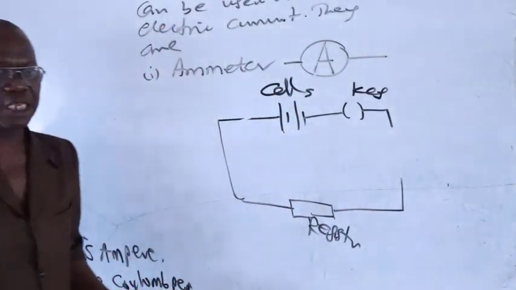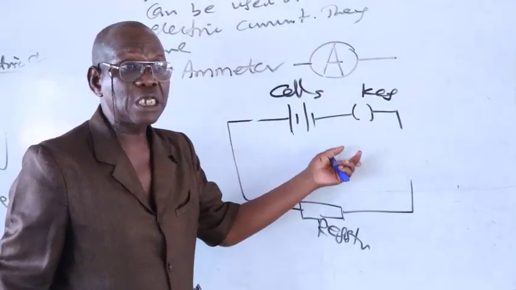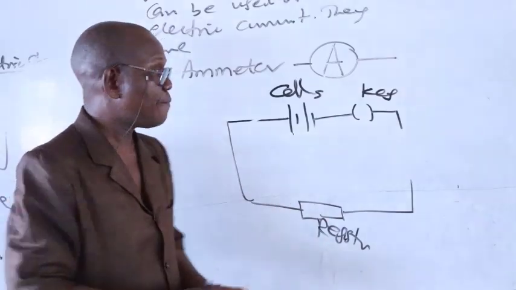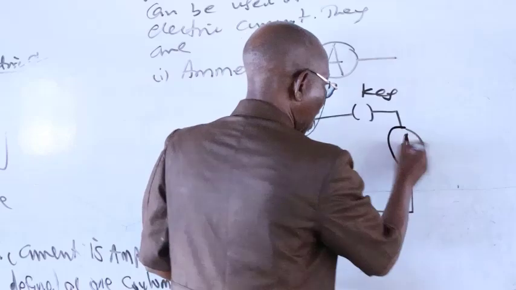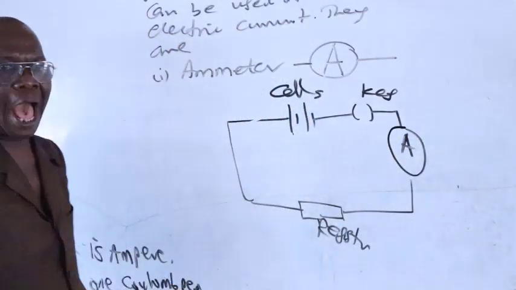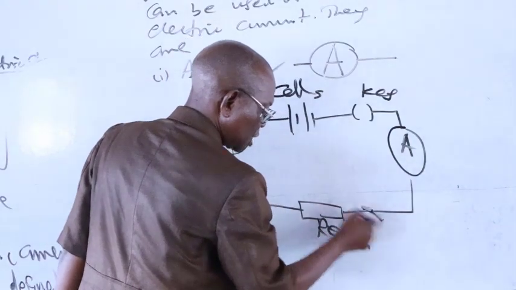Now, if we decide to remove an ammeter, as I said earlier, I remove the ammeter. A gap is created. This is an incomplete circuit, because I have removed the ammeter. Now, let's look at this. This one is called the straight line.